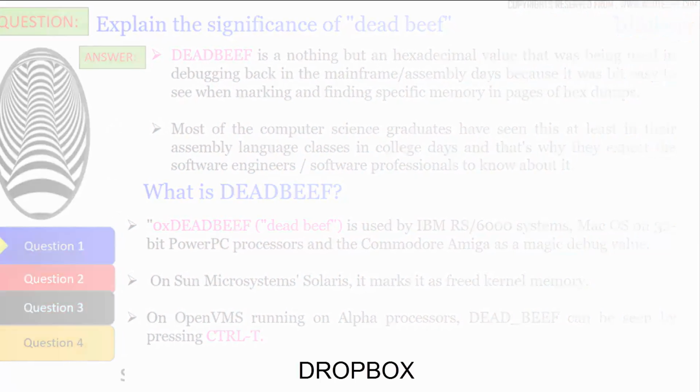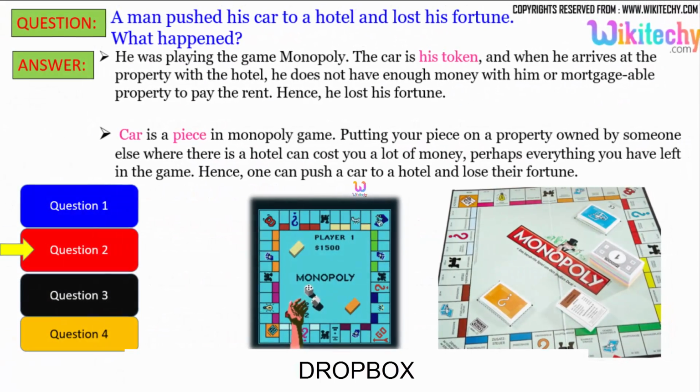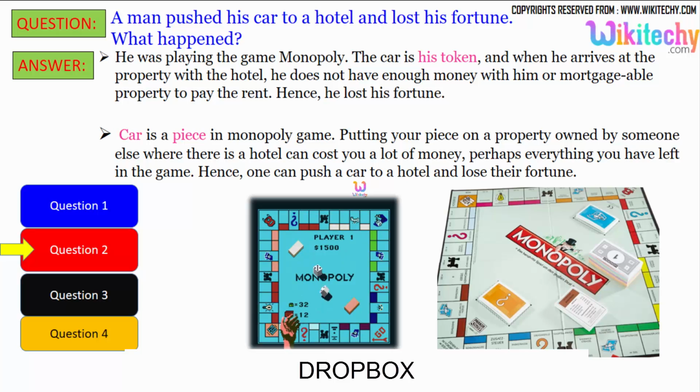Let's move on to the next question. Oh, this is really interesting. Here is the puzzle. A man pushed his car to a hotel and lost his fortune. What happened? This is the question. So a man pushed his car to a hotel and lost his fortune. What happened? Okay, so here is a simple strategy.